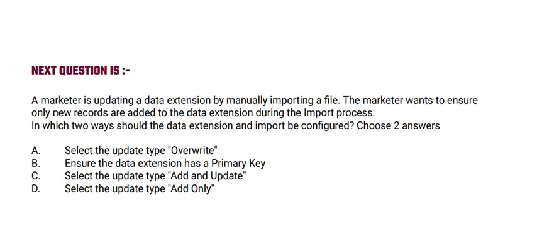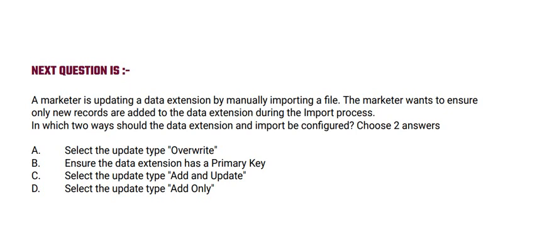Next question is, a marketer is updating a data extension by manually importing a file. The marketer wants to ensure only new records are added to the data extension during the import process. In which two ways should the data extension and import be configured? Choose two options, and the options are: Option A, select the update type override.